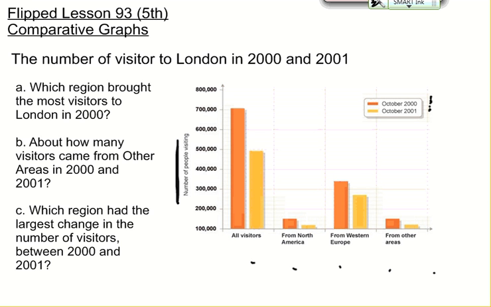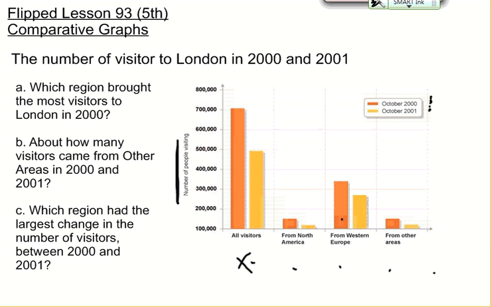All right. So we have to eliminate this one because this is talking about all visitors that came, so that's not really a region. And so now we have to look at the next three, and we're looking at 2000, so we need to look at the orange, and this is definitely the biggest one, which would mean that the region that brought the most visitors would be Western Europe. All right, question B then.